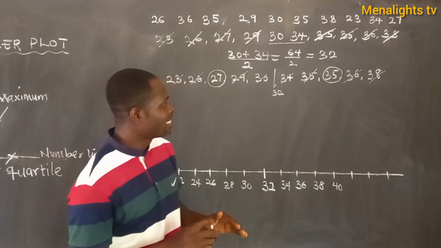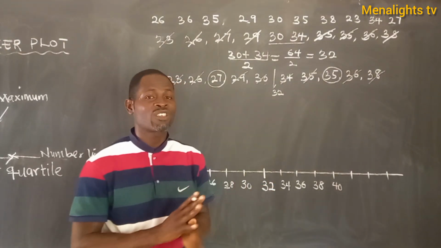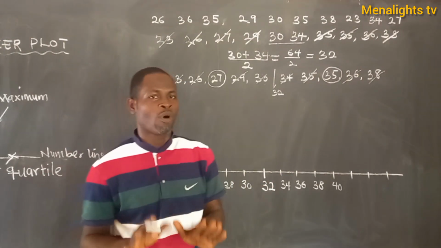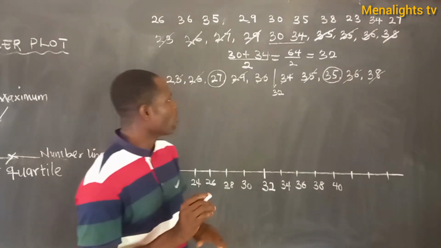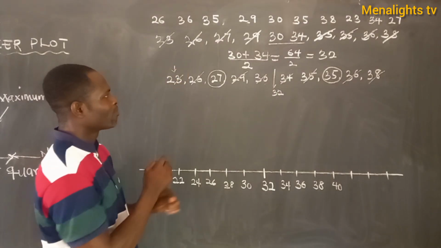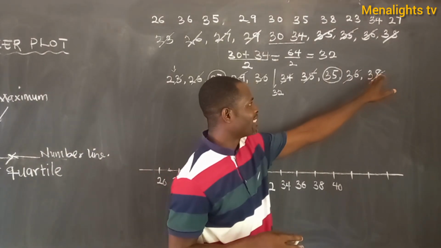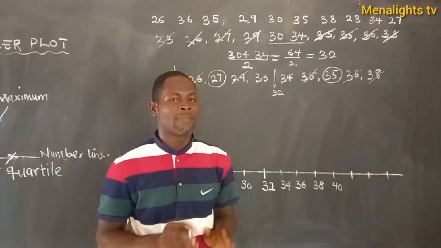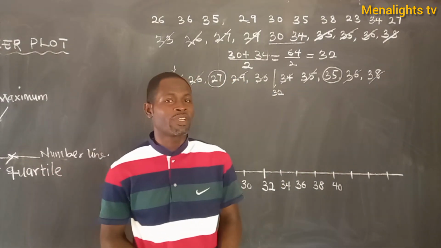Now after getting our lower quartile and then the upper quartile, we have to represent these on the box and whisker plot using the number line. So what we have to do is, the smallest number here is the minimum, and then the biggest number here, 38, is the maximum. Now we are going to draw the box and then the whisker.